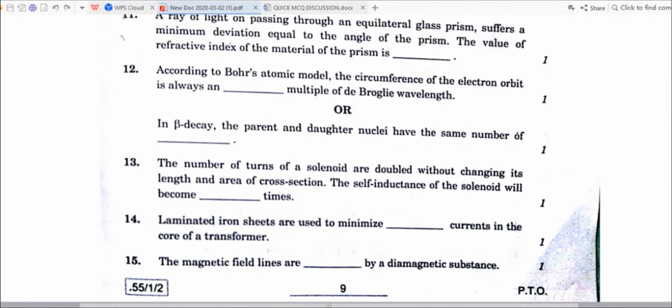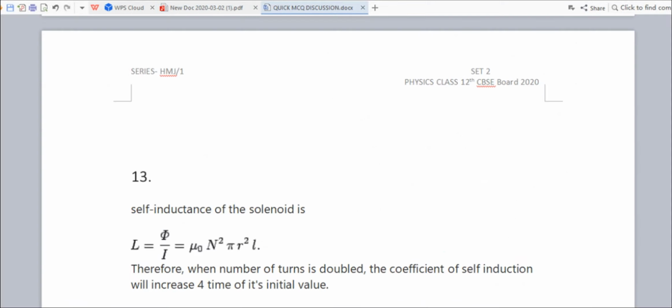Moving on to question number 13. If the number of turns of a solenoid is doubled, we need to find the effect on self-inductance. So we know the formula of self-inductance, that is mu naught n square pi r square into L. That is, self-inductance is directly proportional to the square of the number of turns. Therefore, if the number of turns is doubled, then the coefficient of self-induction will increase by 4 times.